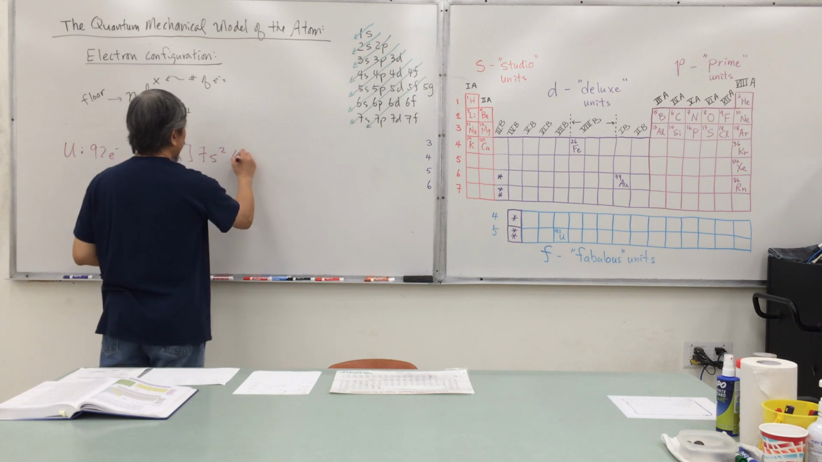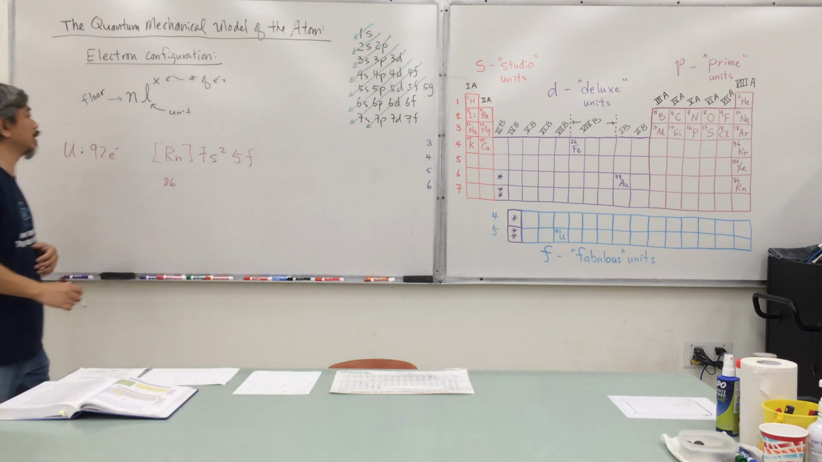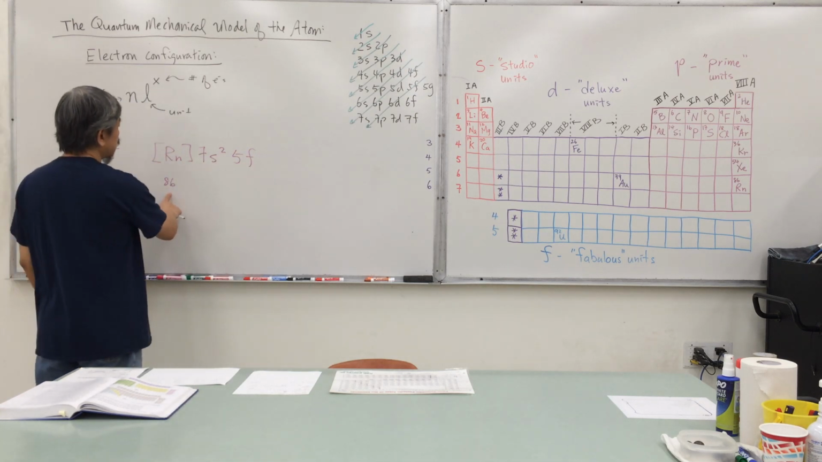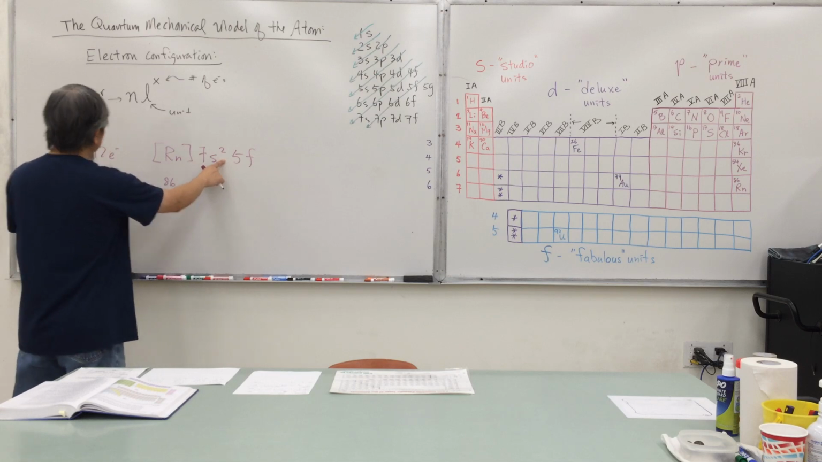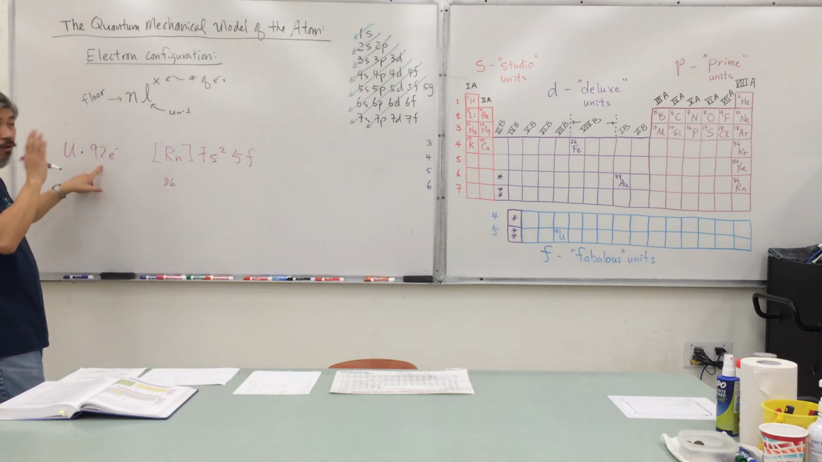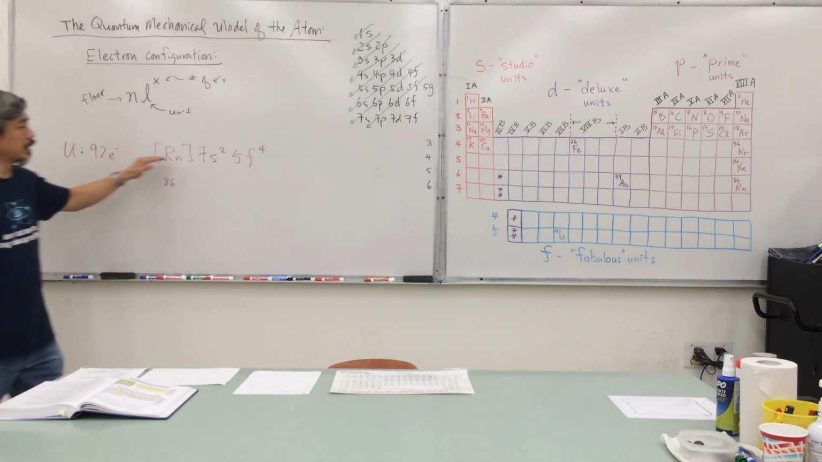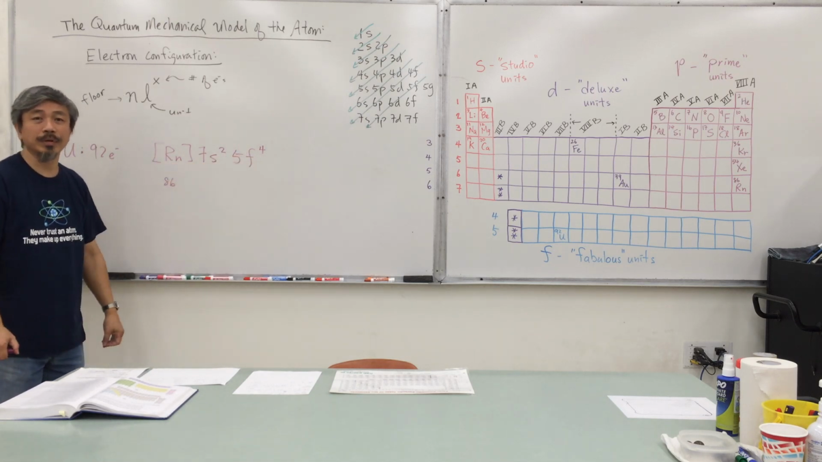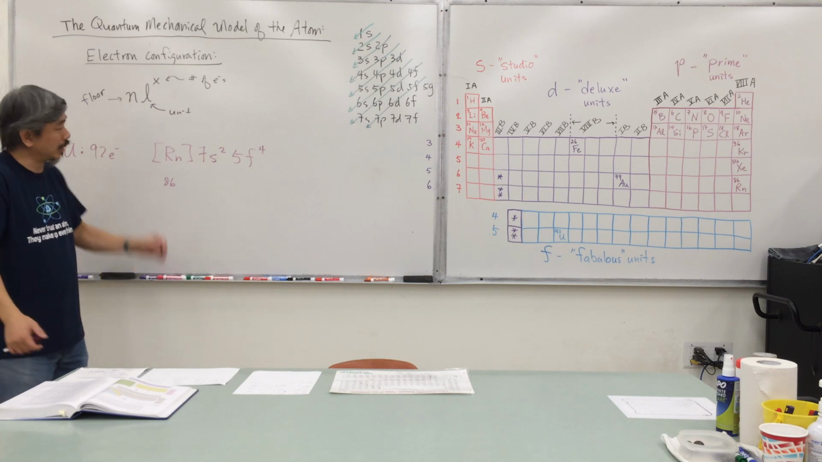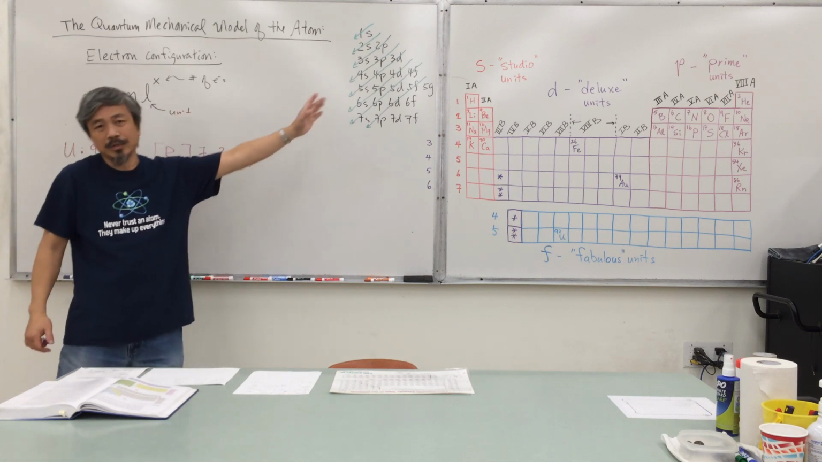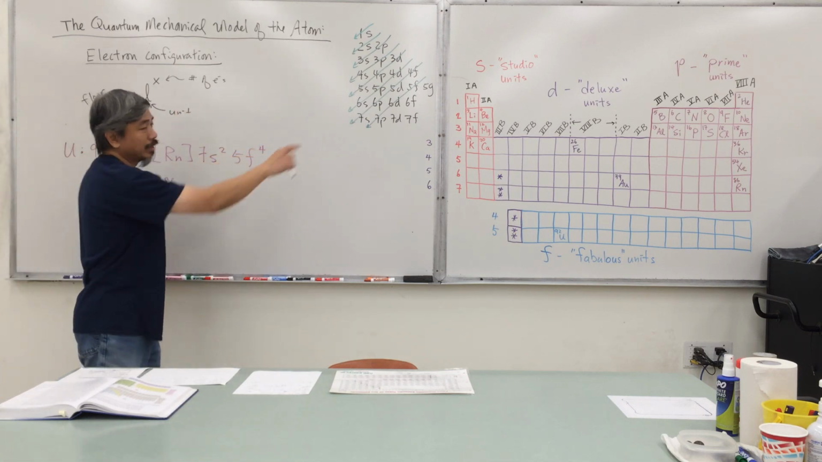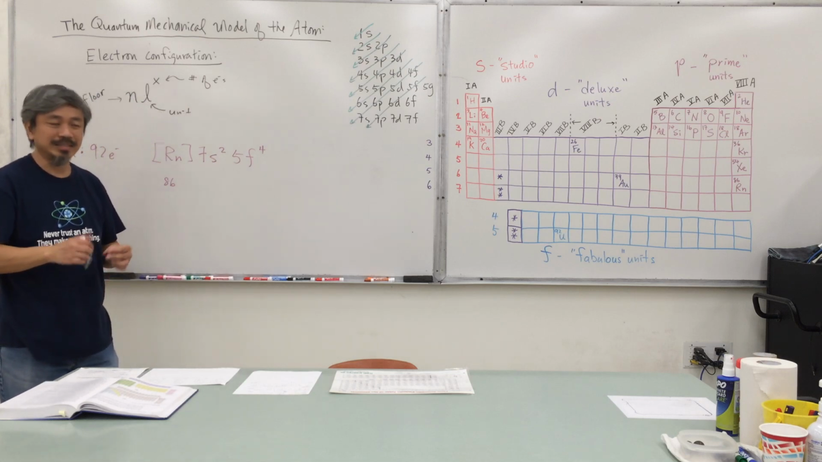So I'll go to 5f. The question is, how many do I need? Well, let's take a look. I have 86 here, plus 2, I have 88 total. I need to get to 92. I need to have 4 more, okay? 4 more. So then this is now your electron configuration for uranium. Much nicer than if you start at one end and go all the way along a long winding road to the end. Okay, that's the idea.